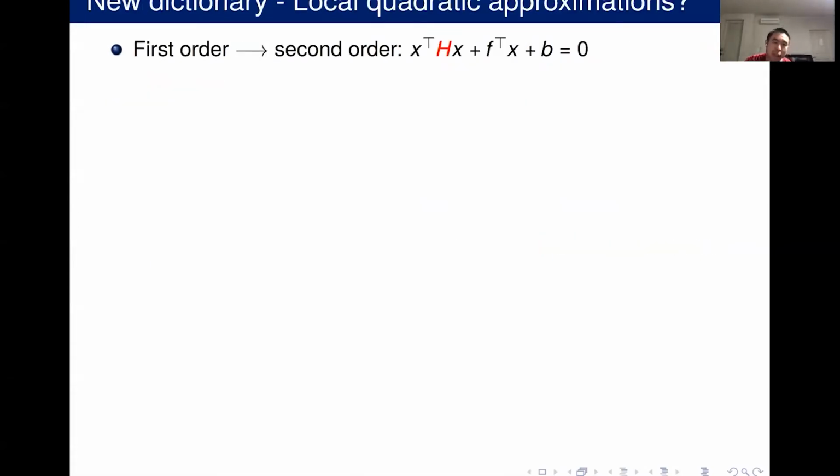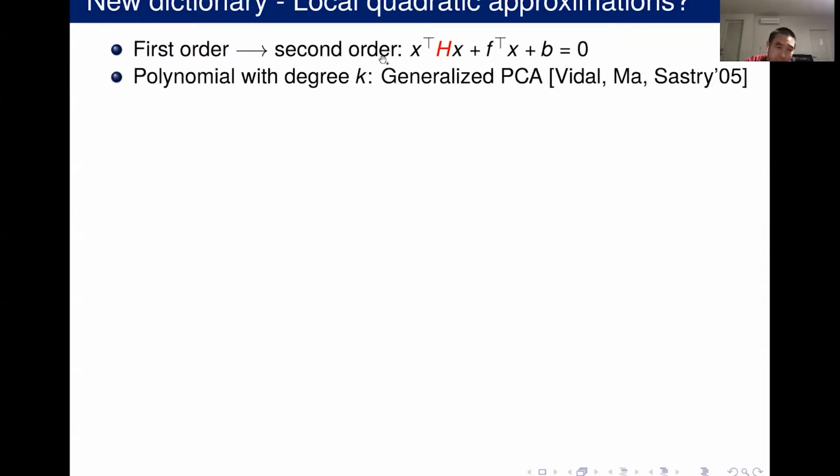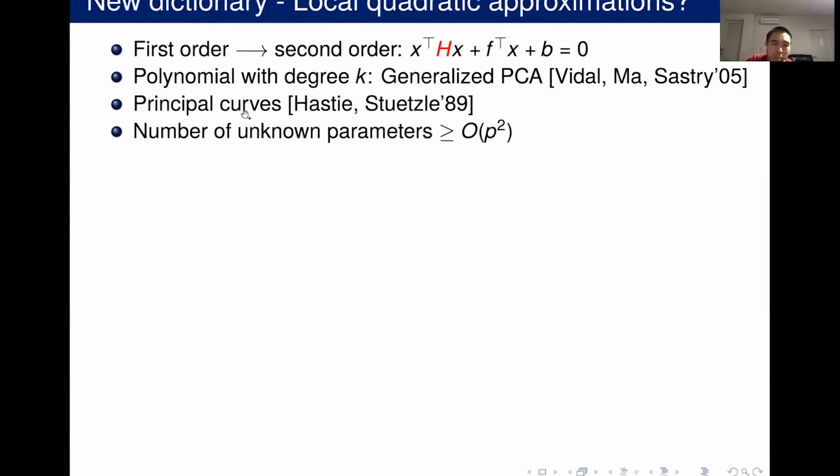So the natural extension from first order approximation is the second order approximation, which is written by this quadratic function x transpose H x plus f transpose x plus b is equal to 0, where this H is a p by p symmetric matrix, f is a p by 1 vector, and b is a scalar. We can even generalize it to a polynomial with degree k. This is called generalized PCA. We can even consider some non-parametric method like the principal curves. The problem is the number of unknown parameters will be much greater than the order of p squared. If we consider the second order approximation, this is p squared. If it's a degree k polynomial, then it will be p to the k.